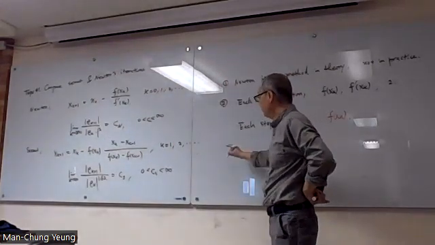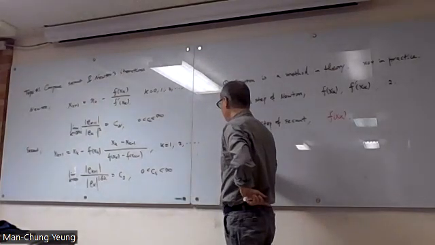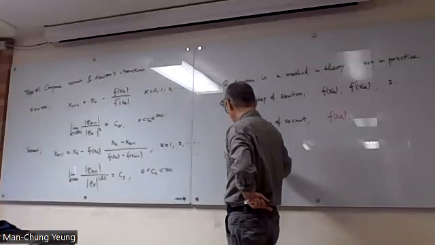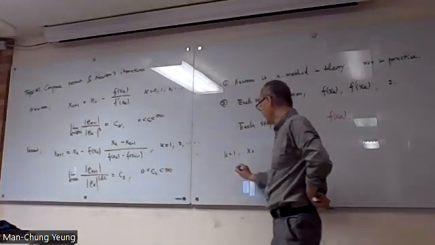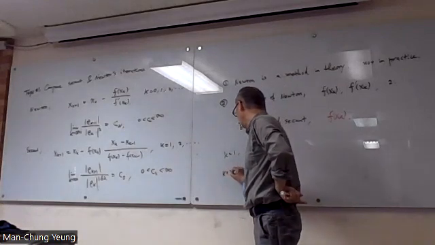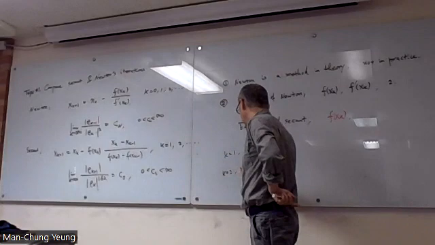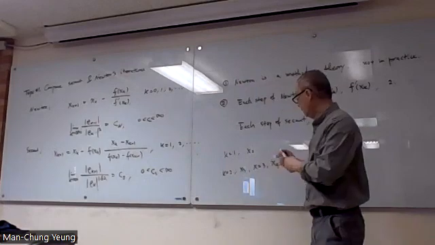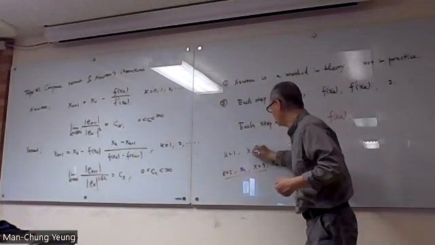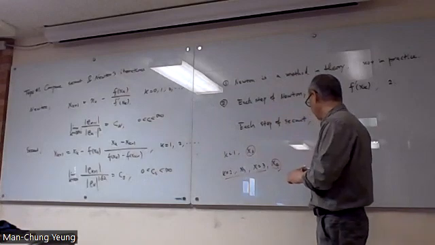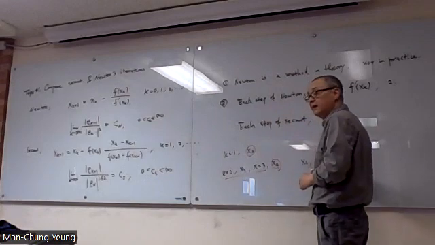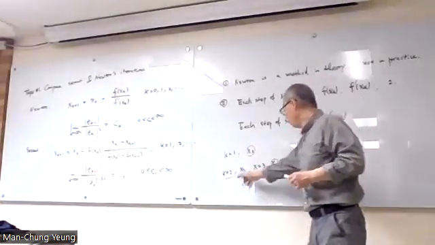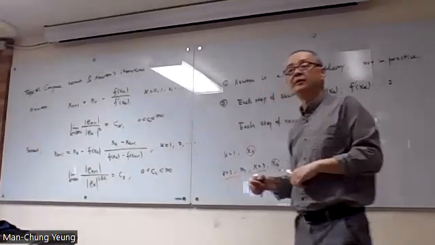Now here, k is 1. I get x2. Then k is 2, I get x3. K is 3, I get x4. Now I combine these two. So x2, x4, then x6, x8. Combine these two together as one iteration.